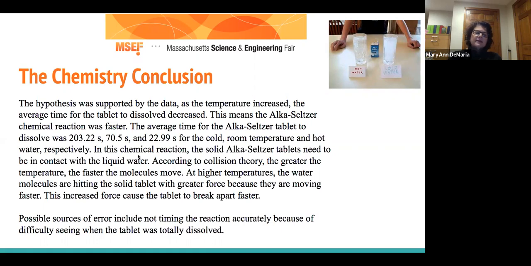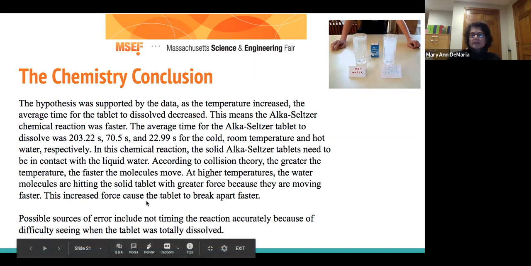And then in this chemical reaction, the solid Alka-Seltzer tablets need to be in contact with the liquid water according to collision theory. And they would have done some research on this. The greater the temperature, the faster the molecules move. At higher temperatures, the water molecules are hitting the solid tablet with greater force because they are moving faster. This increased force causes, they have a typo here, the tablet to break apart faster.